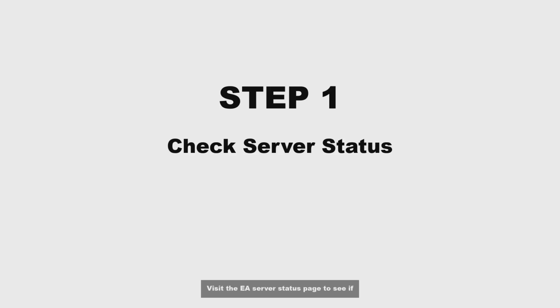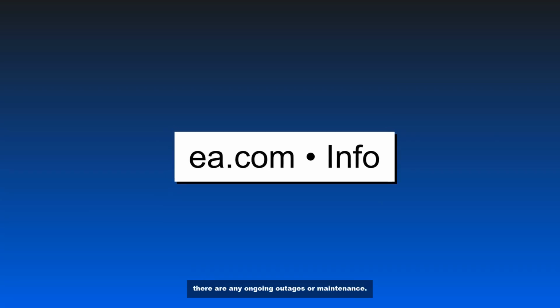Step 1. Check server status. Visit the EA server status page to see if there are any ongoing outages or maintenance. If the servers are down, you may need to wait until they are back online.